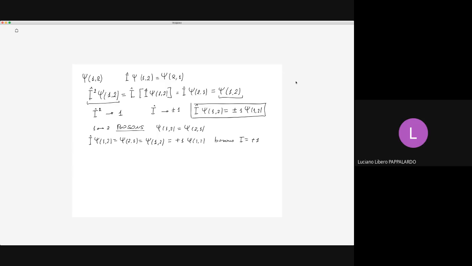Let's now do the same game, but now for fermions. So we consider two identical fermions. In this case, we know that the wave function must be antisymmetric. So psi(1,2) must be equal to minus psi(2,1). And so again, I psi(1,2) must be equal to psi(2,1), which is now minus psi(1,2), because we are dealing with fermions, which is indeed minus 1 times psi(1,2). So for the case of fermions, the eigenvalue of the exchange operator must be minus 1.